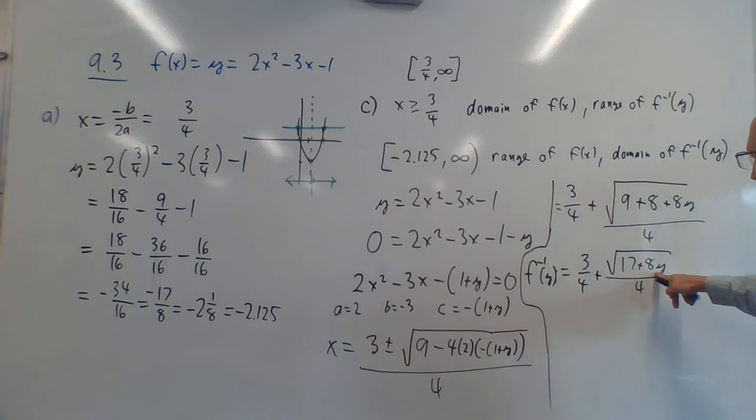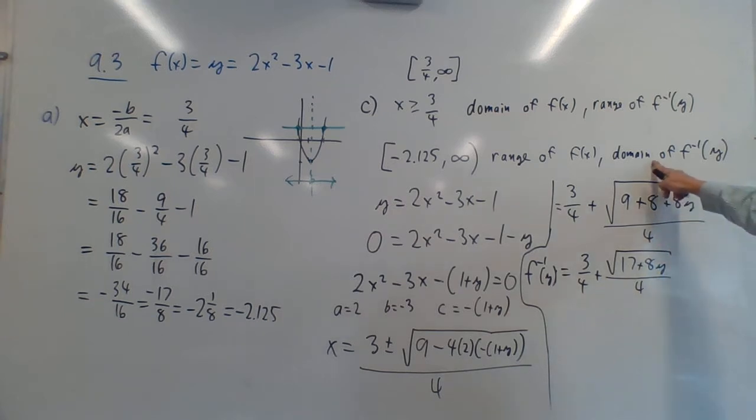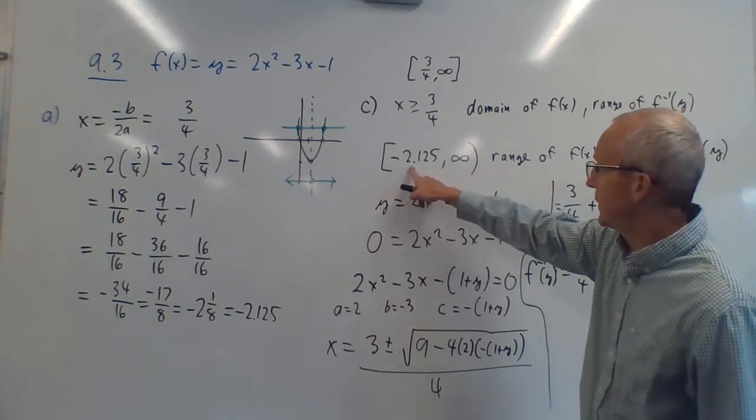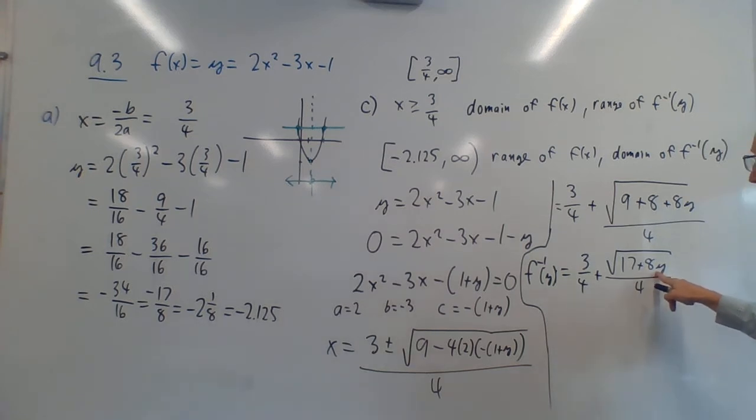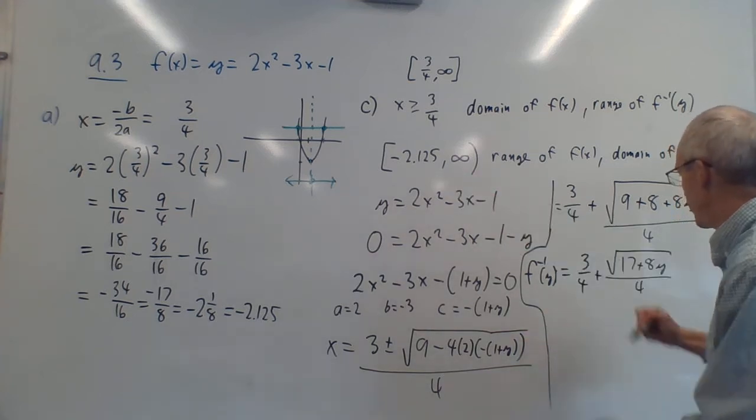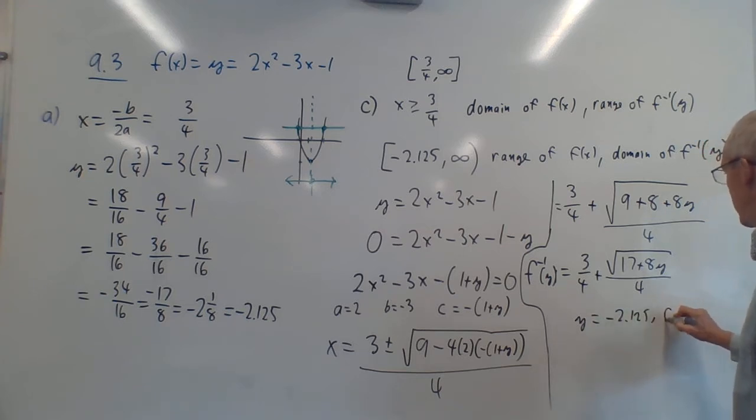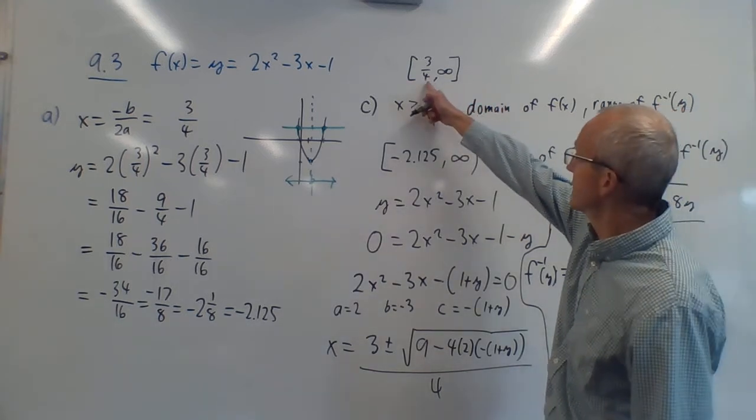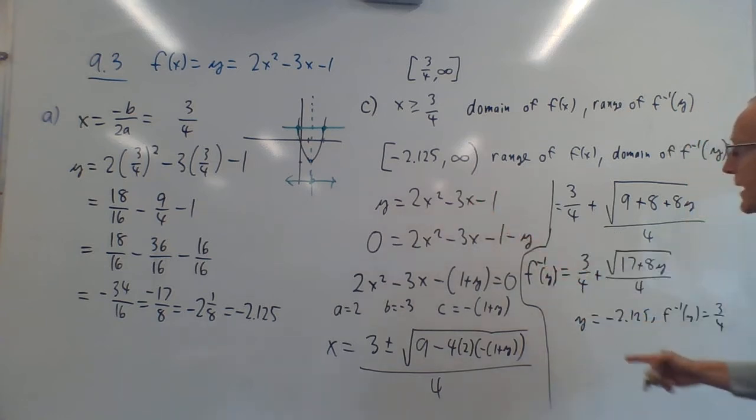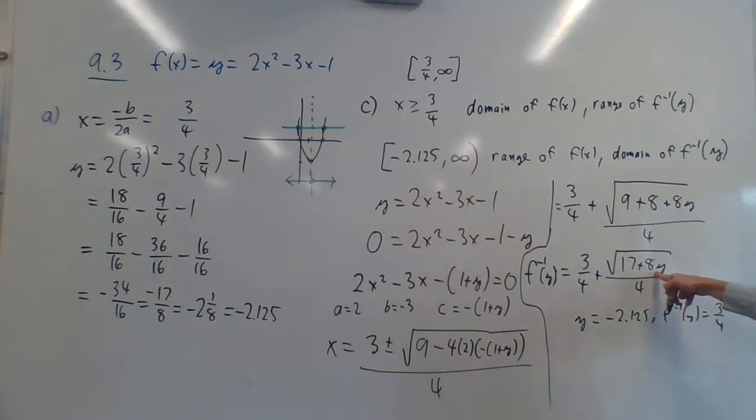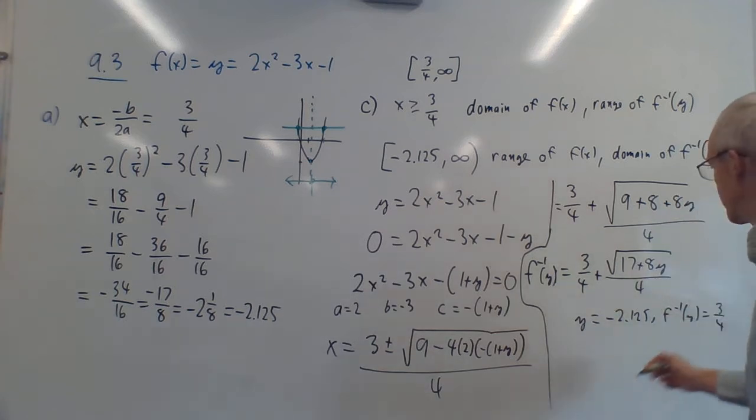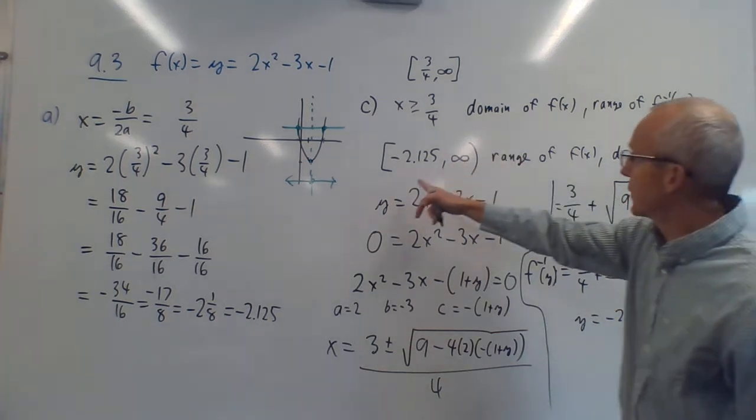And when y is negative 2.125, which is the range of y, right? The domain of this, so on the domain is negative 2.125. We plug that in. 8 times that is negative 17. And we get 0, which makes this 3/4. So when y is negative 2.125, then f negative 1 of y is 3/4, because this is 0. So that works. That gives us our range. And when y is infinity, we have a positive infinity inside the square root, then this gets infinitely big. So that also makes sense. So it goes from 3/4 to infinity.